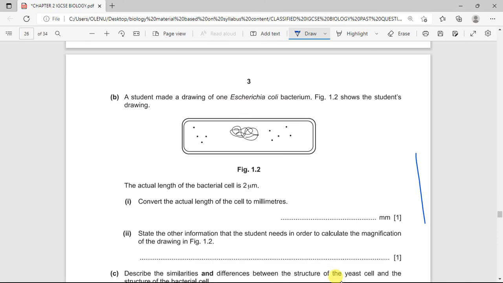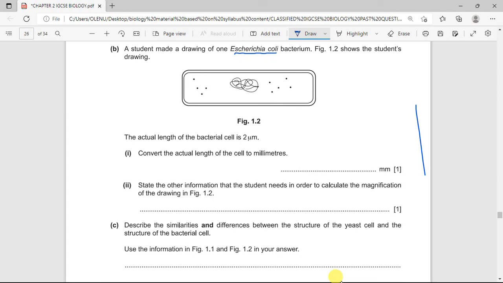Now a student made a drawing of one bacterium. Now figure 1.2 shows the student's drawing. Okay, now the actual length of the bacterium is given in micrometers, and they need to convert to millimeters. You know, from millimeters to micrometers, you multiply by 1000. So obviously from micrometers to millimeters, you're going to divide by 1000. So your answer will be 2 divided by 1000.